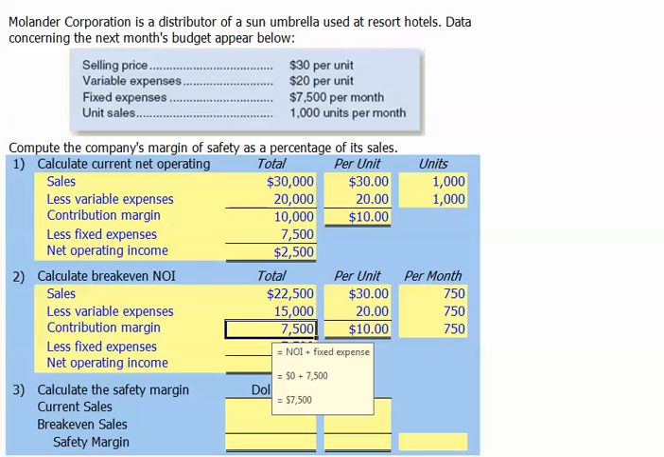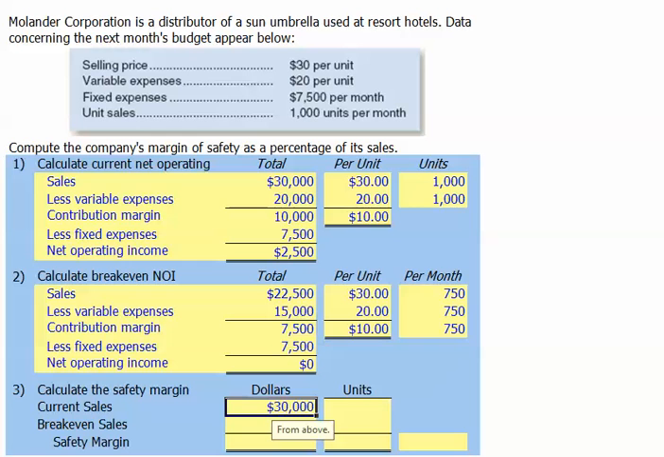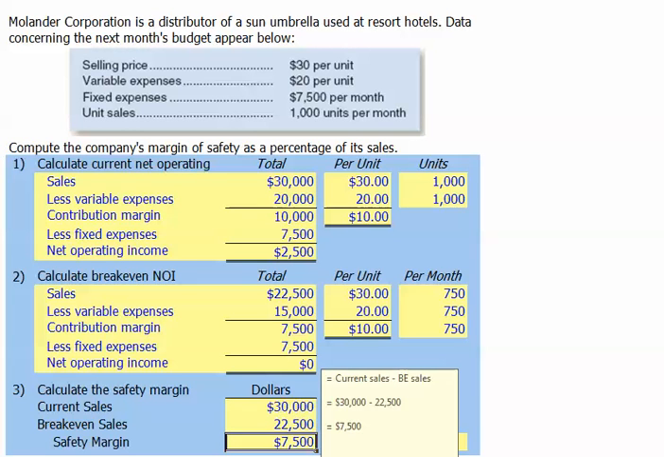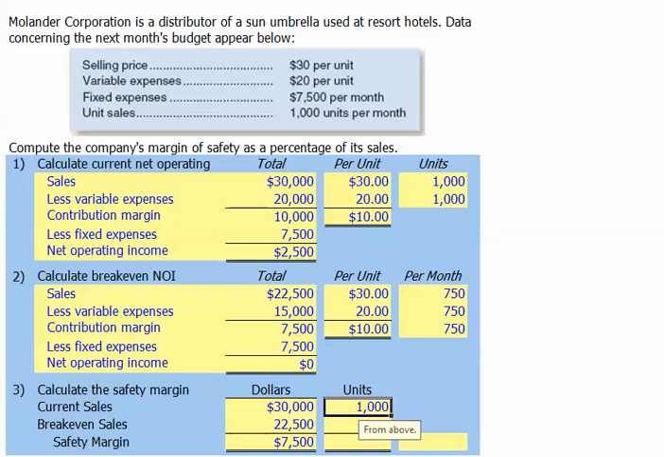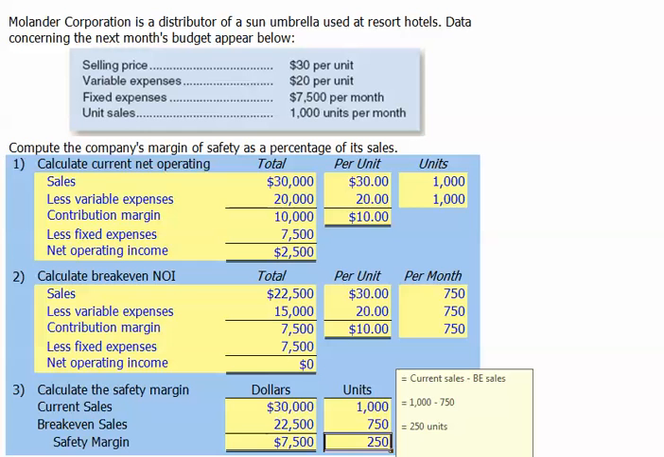Let's go ahead now and calculate our safety margin. Our safety margin is our current sales of $30,000 minus our break-even sales of $22,500. Our safety margin then in dollars is $7,500. In units, we'll take our current unit sales of 1,000, subtract our break-even units of 750 to arrive at a safety margin of 250 units.